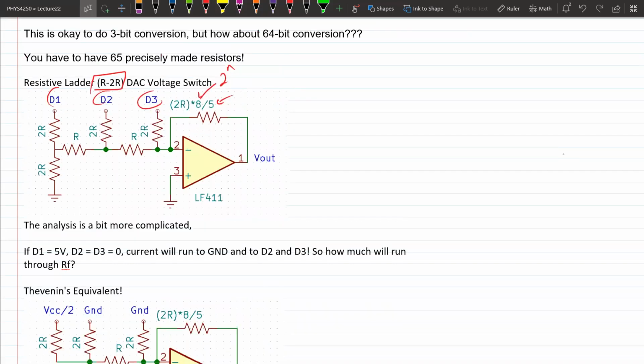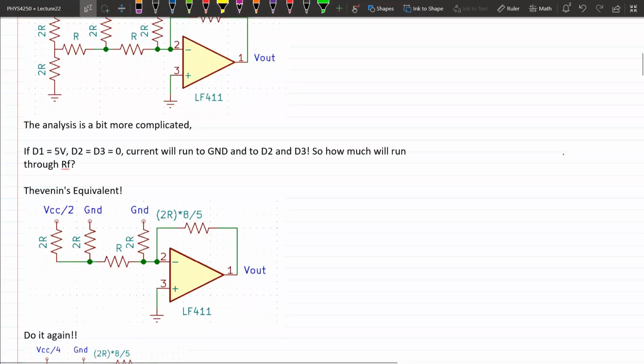Okay, so how does this circuit work? You have some resistors here that are 2 times the value up here. So all the vertical ones are 2 times, and then all the horizontal ones are 1 time. And then you have some scaling here also. So what we do is we go back to lab 1. We do this thing called the Thevenin's equivalent.